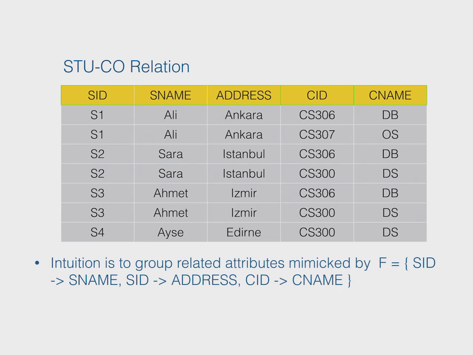Our intuition is to group related attributes that are implied by the given set of functional dependencies. So the student ID determines the student name and the address. So it looks like the student ID, name, and address are together. And course ID determines the course name. This means that the course ID and course name are related, and they should be together.